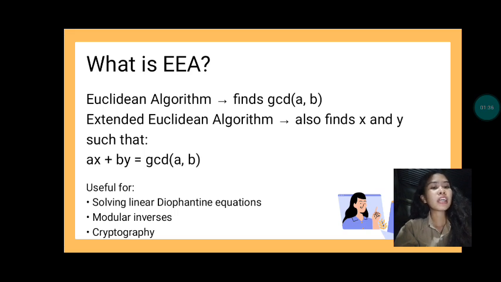It not only finds the GCD, but it also gives us the integers x and y such that ax plus by is equal to GCD of a and b. This is extremely useful when solving linear equations, finding modular inverses, and working with cryptography like RSA. So think of the Euclidean algorithm as Euclid, but with bonus features.